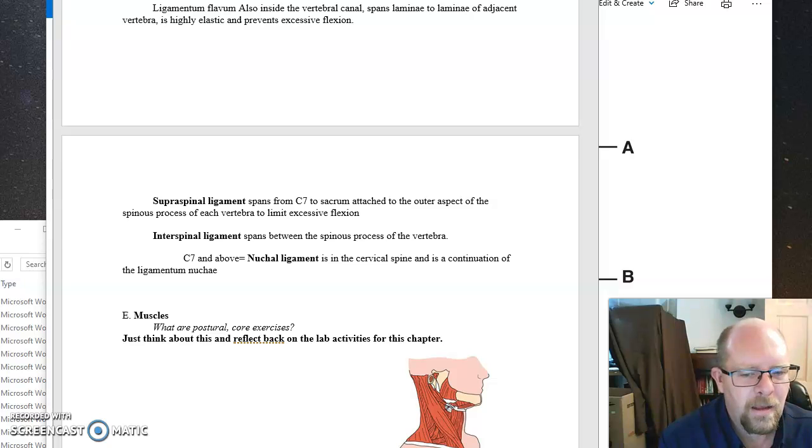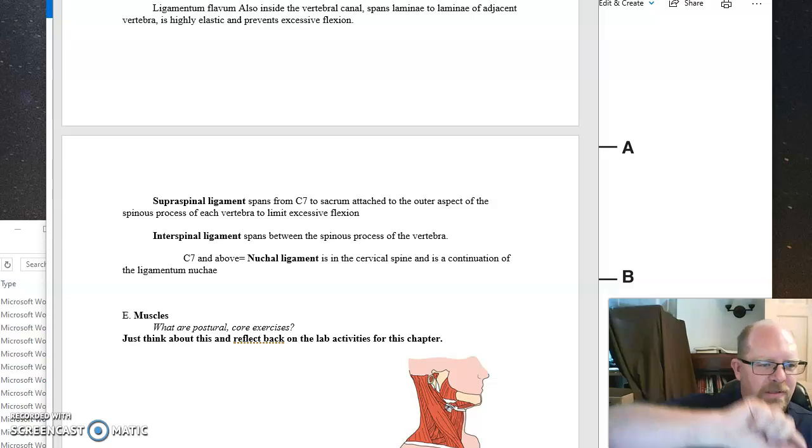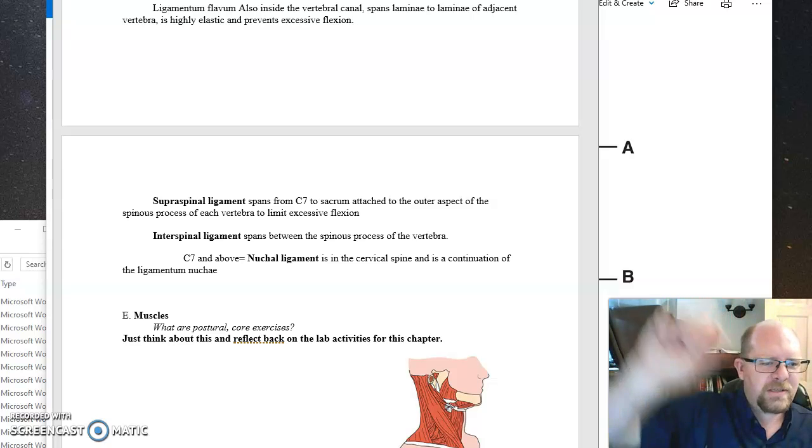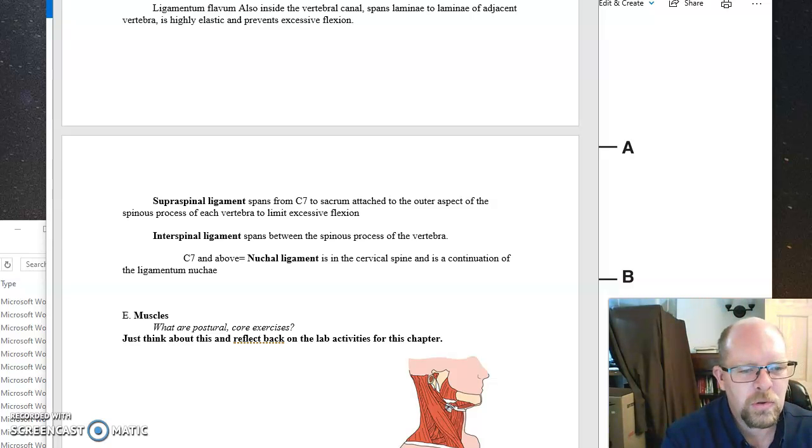Now, above C7, the interspinal ligament is continuous. But once it's above C7, it becomes the nuchal ligament. And if you think back to some of the shoulder complex muscles that we studied, there's attachments of those muscles into that ligament.